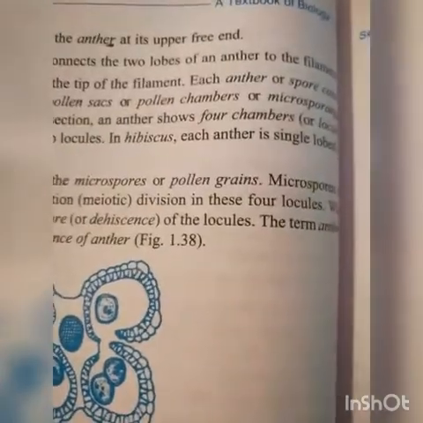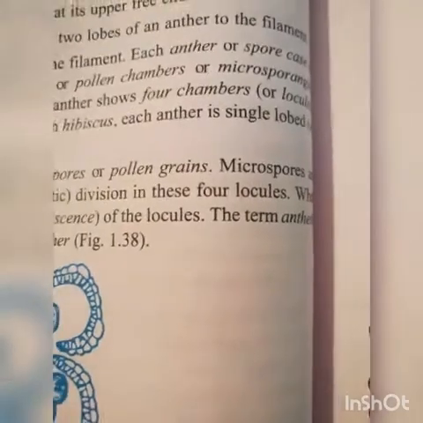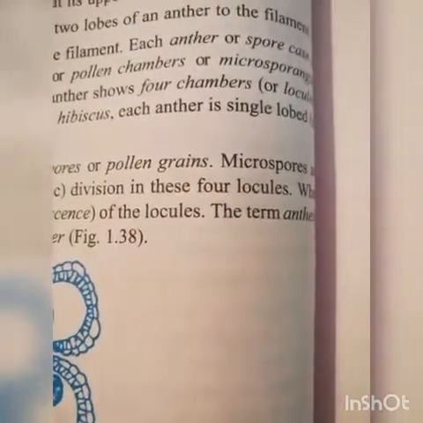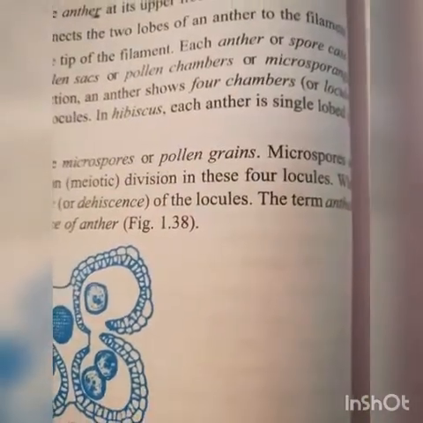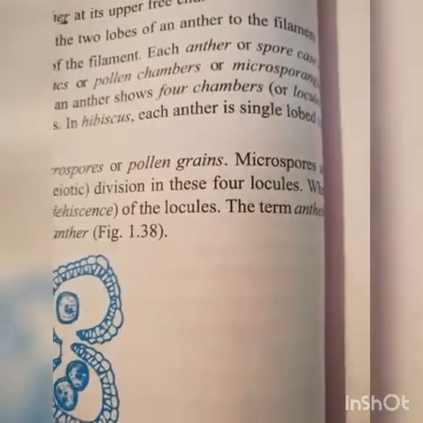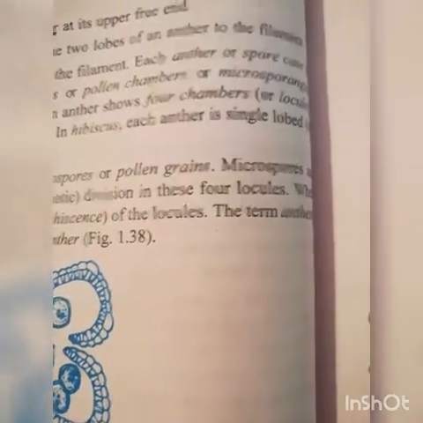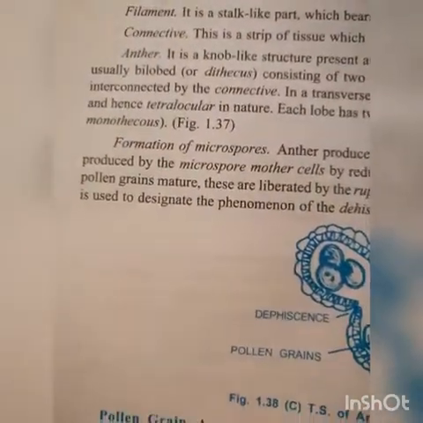In Hibiscus, that is China rose, Hibiscus rosa-sinensis, the anther has only a single lobe, that is monothecous.